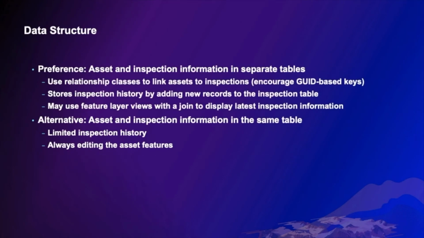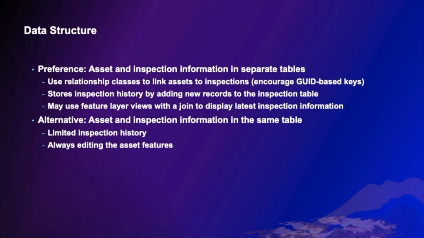There are two data structures that we typically see used in inspections. The simpler of the two is one where the asset information and the inspection information are in the same table. While this is a simpler design and can work more easily across many different applications, it has some limitations. The first limitation is that users will constantly be editing the primary record of the asset. If the form is not well designed, this may enable unintended editing of asset information, such as the asset location or date installed, in addition to the inspection information.